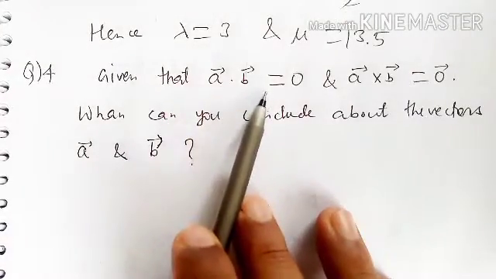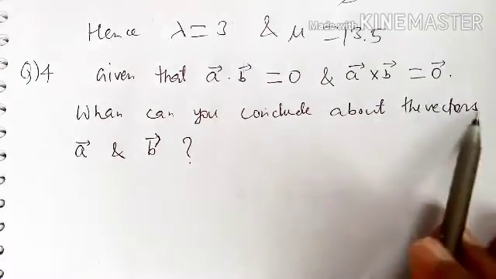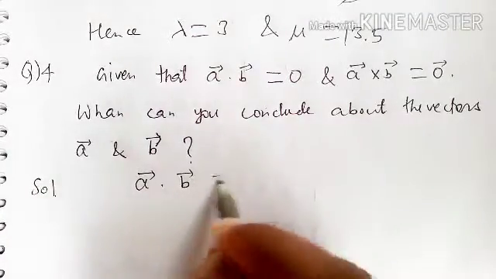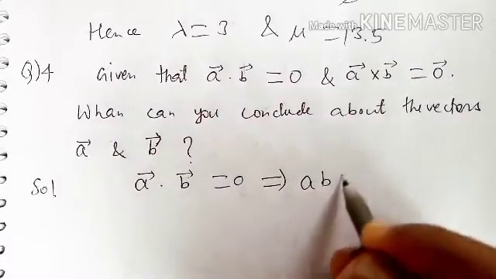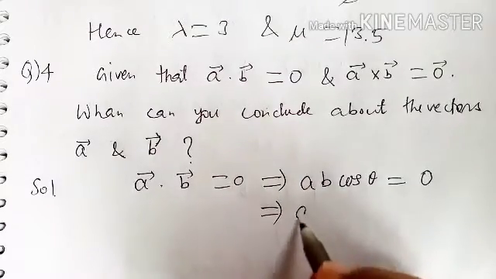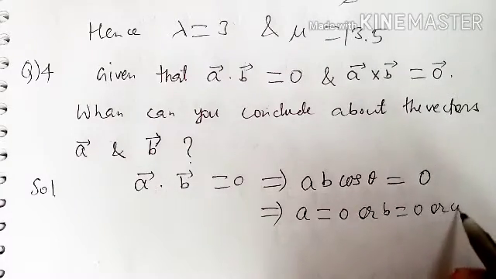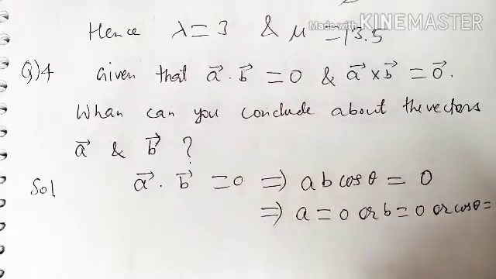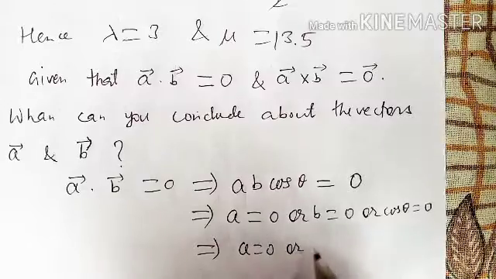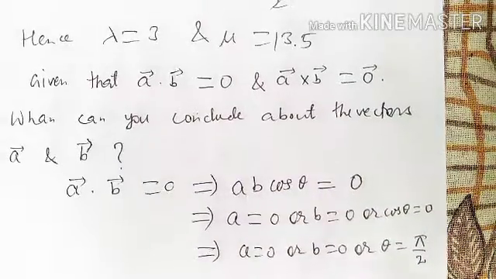Given that vector A dot vector B is equal to 0 and vector A cross vector B is equal to 0 vector, what can you conclude about the vectors A and B? Vector A dot vector B is equal to 0. This implies that AB cos theta is equal to 0. This implies that A is equal to 0 or B is equal to 0 or cos theta is equal to 0. This implies that A is equal to 0 or B is equal to 0 or theta is equal to pi by 2.